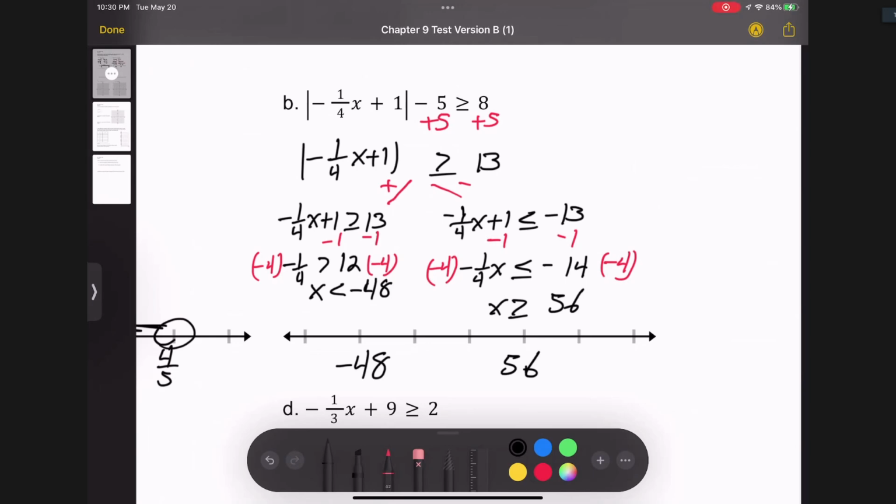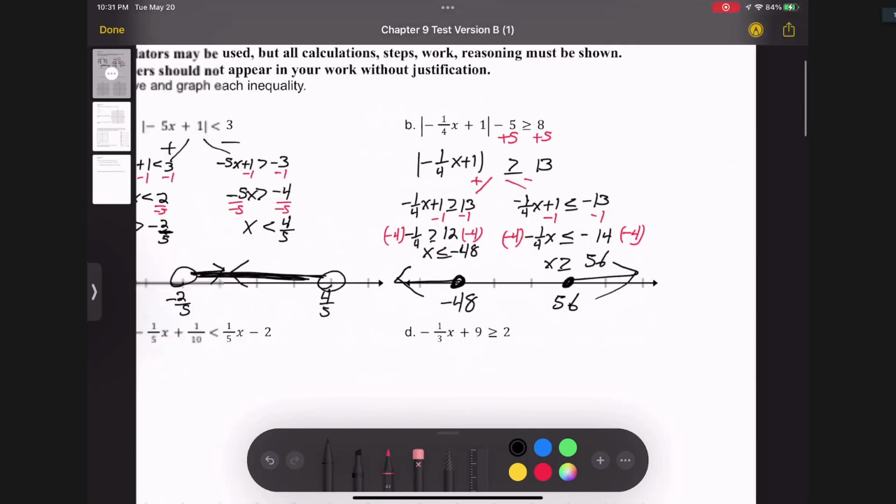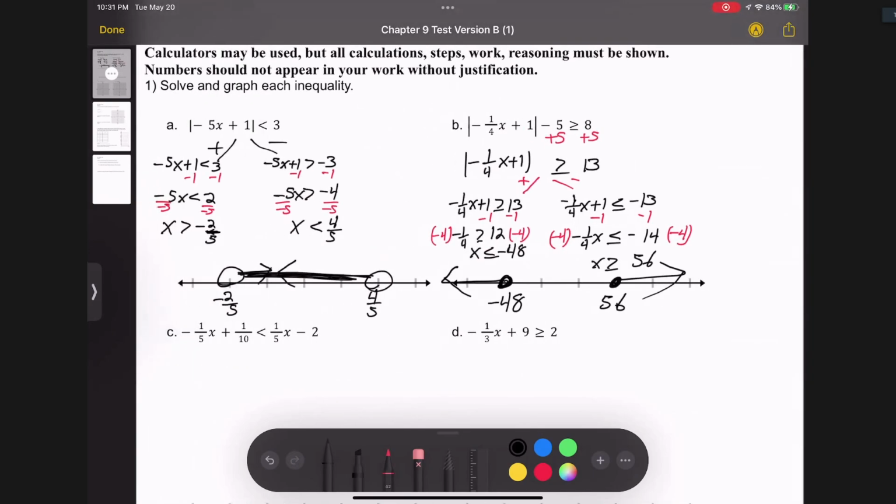Oops, there's a line underneath. That was a whoopsie. Close circle, close circle. If you caught that mistake, good job. Moving quickly. Hopefully you understand that part.